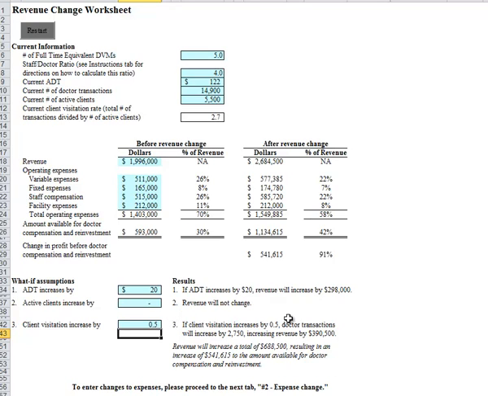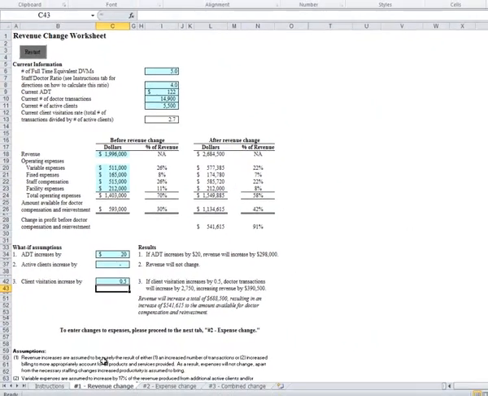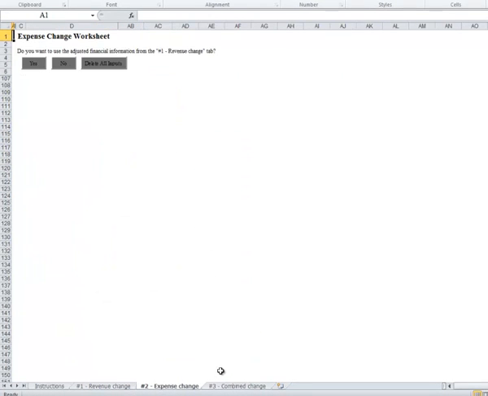growth in revenue is going to impact the doctor compensation if the doctors are producing at a higher rate, assuming that they're paid based on production, then the doctor compensation will go up as well. So this whole increase, of course, doesn't stay in the practice. We still have to pay the doctors out of this, but the key here is that we've got a significant improvement in the profitability. Let's click to the next tab, the expense changes.